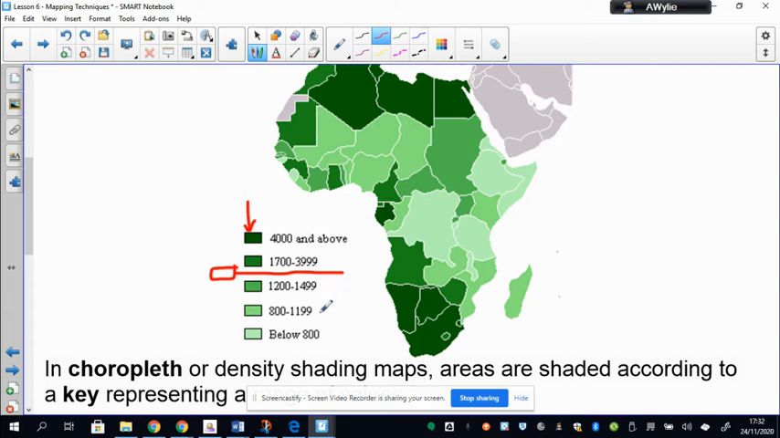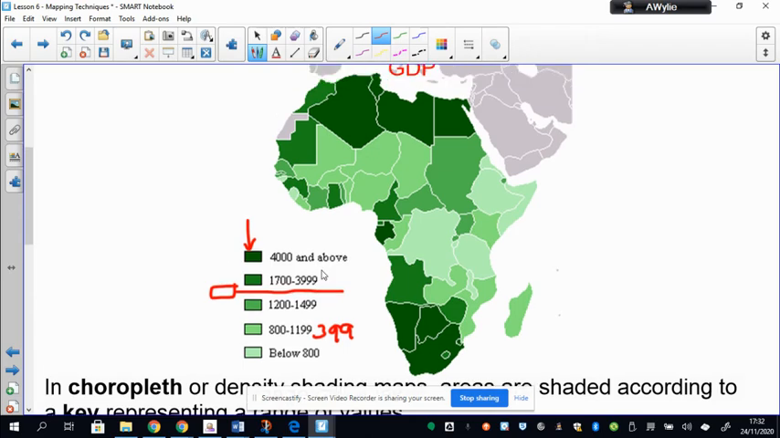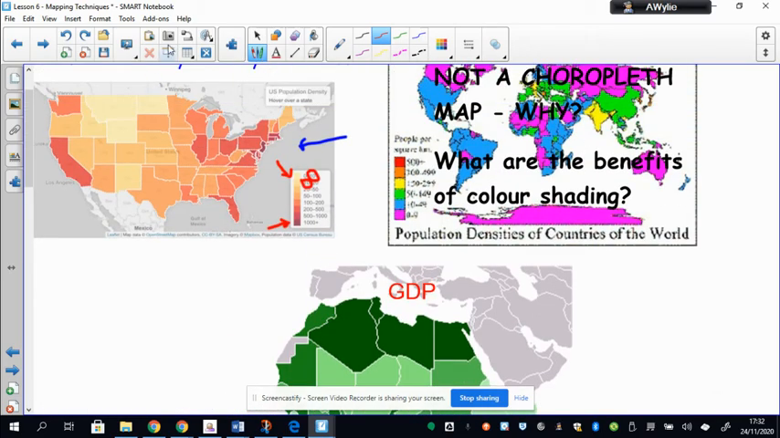You'll also see that the intervals between each category do not need to be the same. So here we can see the range for this color is 399. It's the same here, but here the range is much bigger, from 1,700 to 399. Once again, that is allowed when you're mapping. The map maker for this map has done a very similar thing. The ranges between each of the categories are not the same. Okay, so that's how you make it.